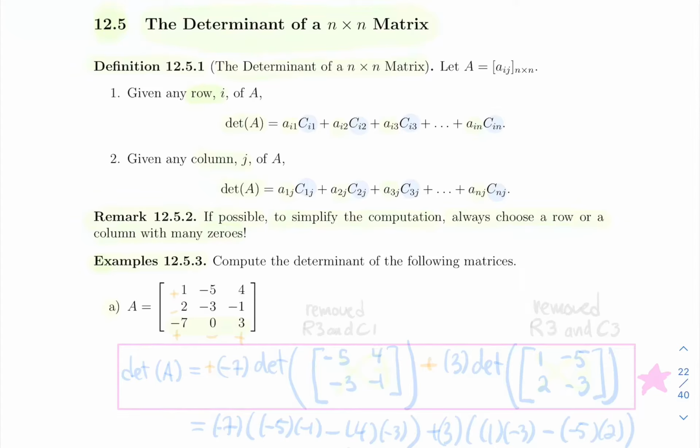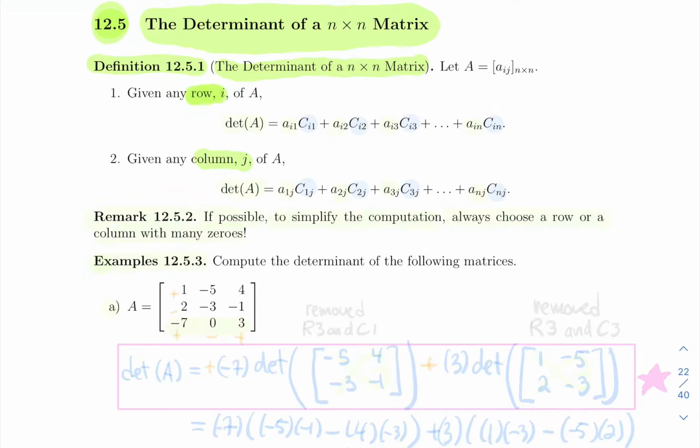Next up, we're going to talk about the determinant of a general n-by-n matrix. So big definition, but the best way to master this is just by going over some examples. So how do you compute the determinant of a general n-by-n matrix? Well, the trick here is you pick either a row or a column. It does not actually matter which one you choose, but you just choose one row or one column.